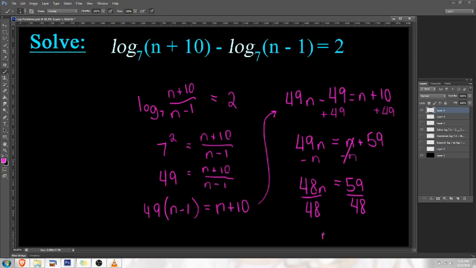That is not a reducible fraction, so it's messy, but it's the truth. 59 over 48. Sometimes you get some weird problems, but there it is. There's the answer. So I hope this helps you with your homework, guys. Have a nice one. I'll see you in the next video.